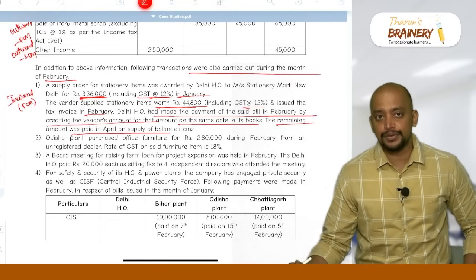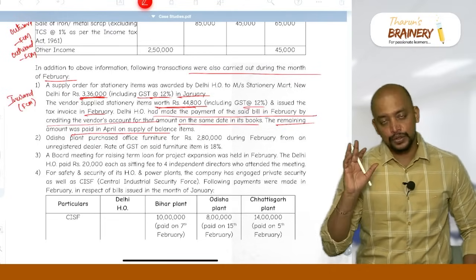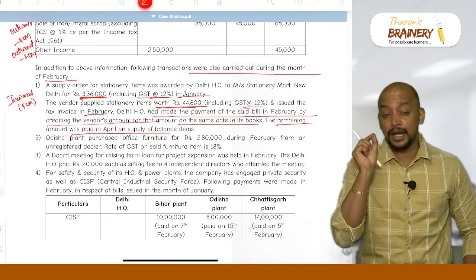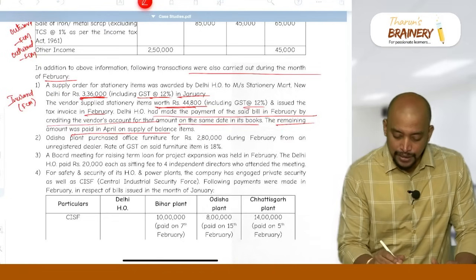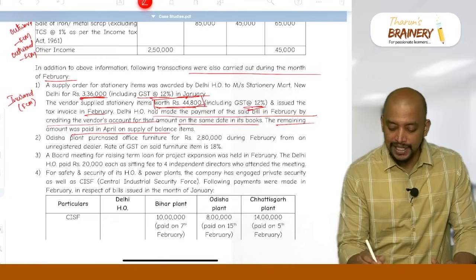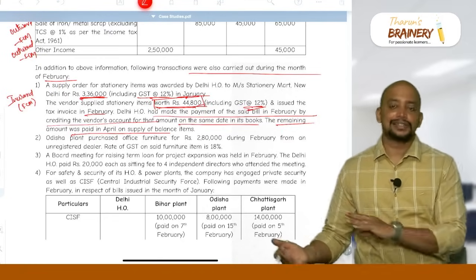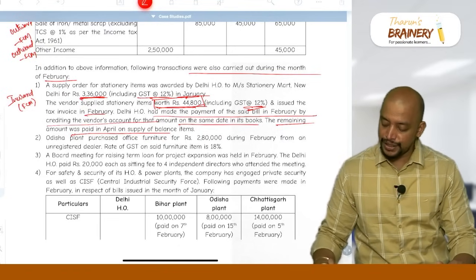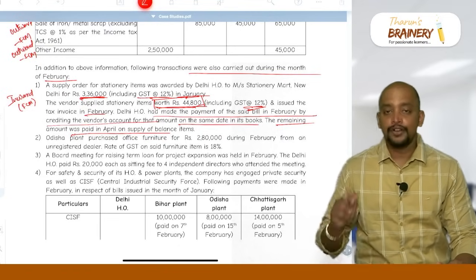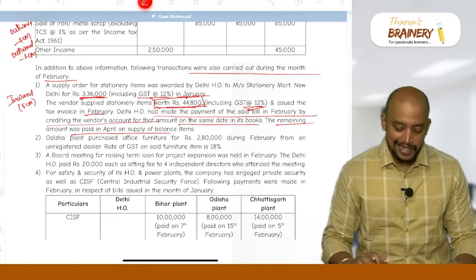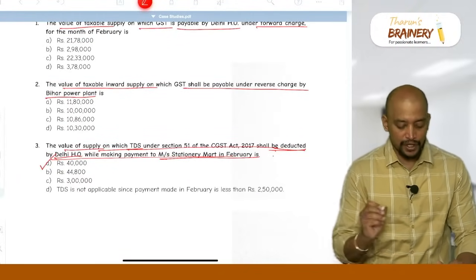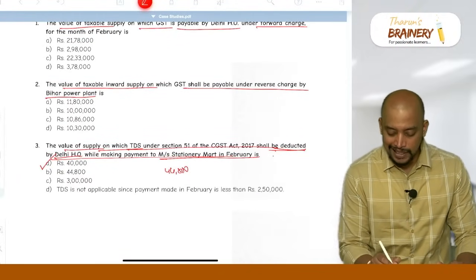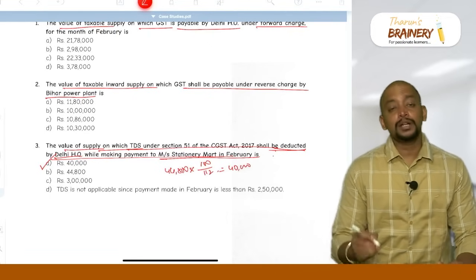More than 2,50,000 means it will be coming under applicability of TDS, but the TDS will be computed on the amount remitted to the person. So what is the amount remitted to the person? 44,800 including GST at 12%, so excluding GST you take. 44,800 into 100 divided by 112 is 40,000. On that 40,000 TDS will be computed. So the value on which TDS is computed is 40,000. What about the remaining amount?